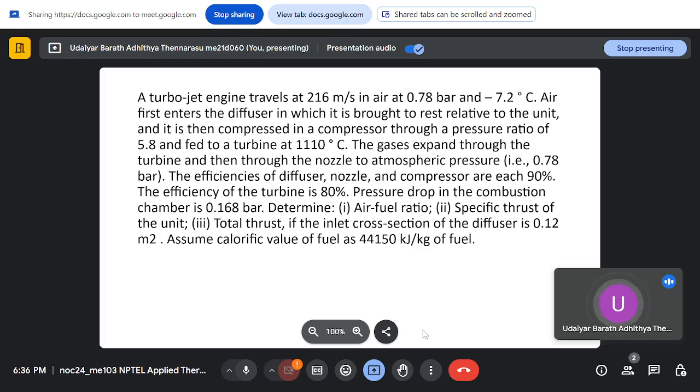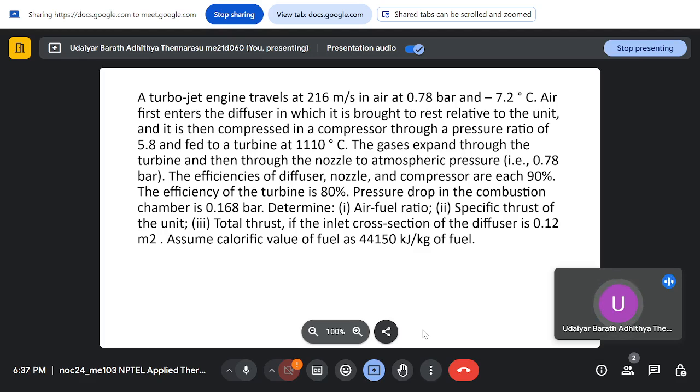So what we have is a turbojet engine which travels at 216 meters per second in air at 0.78 bar and minus 7.2 degrees Celsius. So this is your ambient condition for the turbojet engine, that is my inlet pressure and temperature. The aircraft is traveling at 216 meters per second, and the air which is coming in is at 0.78 bar and minus 7.2 degrees Celsius.